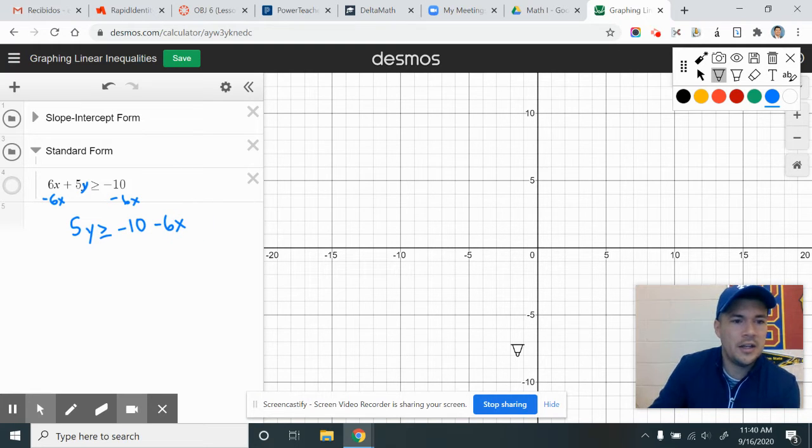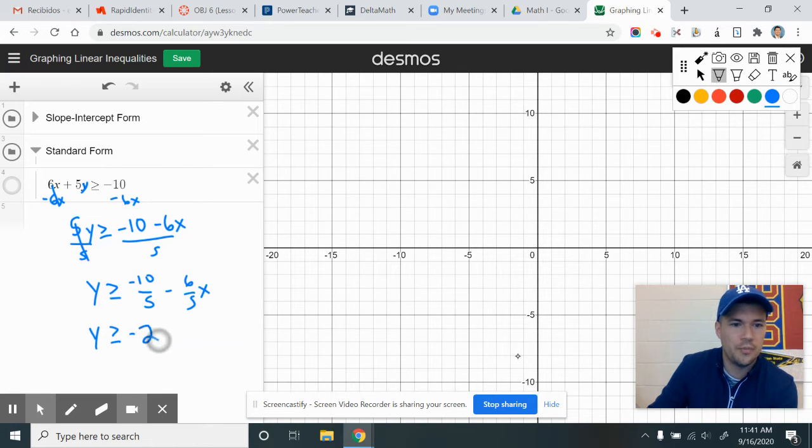All right. And then I follow up with dividing by 5. So I divide both sides by 5, which leaves me with y is greater than or equal to, and that cancels out right there, just like this canceled out. Y is greater than or equal to negative 10 fifths minus 6 fifths x. All right, which I'm going to clean up to say y is greater than or equal to negative 10 fifths, which is equal to negative 2. So I have found my y-intercept, and minus 6 fifths is my slope.